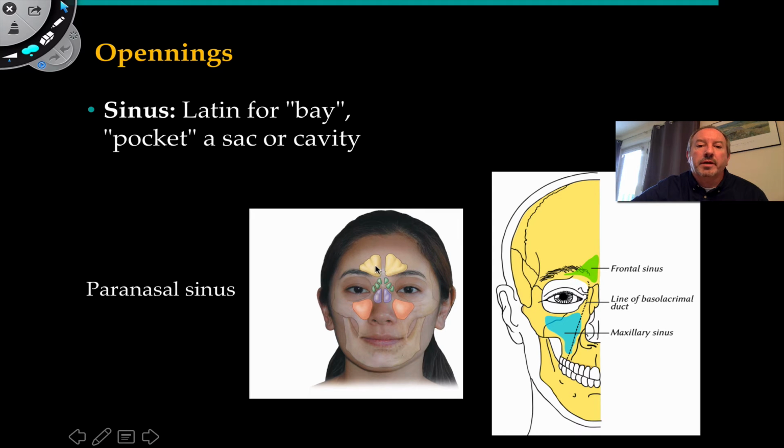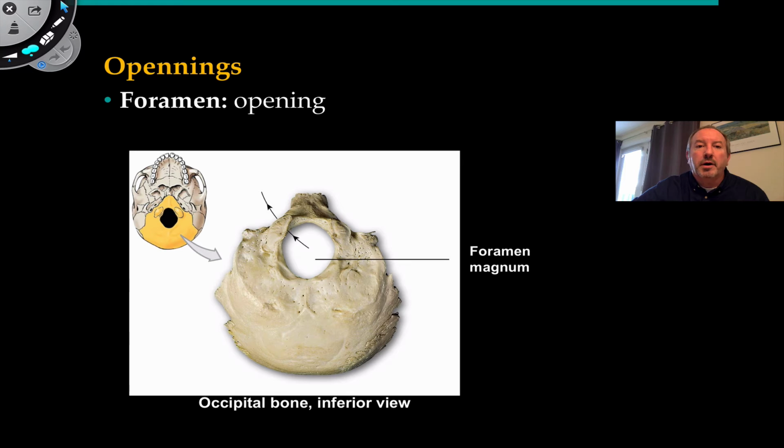We have over here the frontal sinus. We have maxillary sinus right over here, which is in your maxillary bone. These are all collectively called your paranasal, meaning to the side of the nose, sinuses. Okay, so sinuses are features of bones. And so we also have openings.